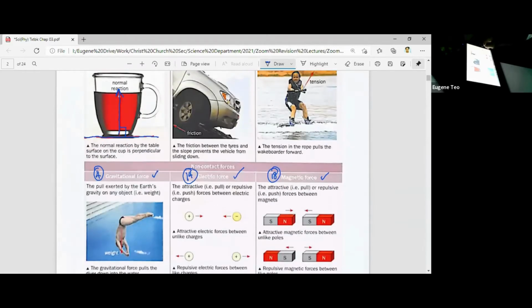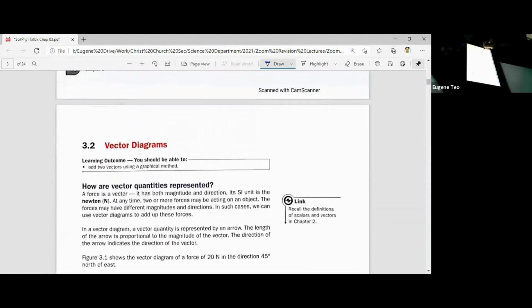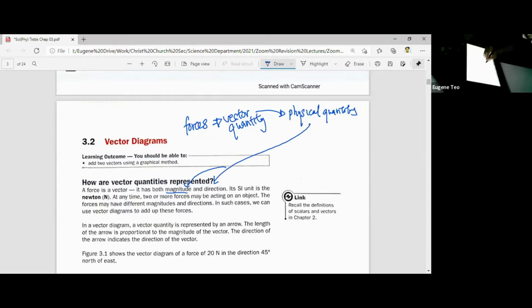We identified what forces are and how you can classify them. Now, when you go into 3.2, straight away you go into the concept of vector diagrams. Why do we go into vector diagrams? Because force is a vector quantity. Remember in chapter 2 we mentioned what vectors are. Vectors are physical quantities that have both what? Magnitude and direction.